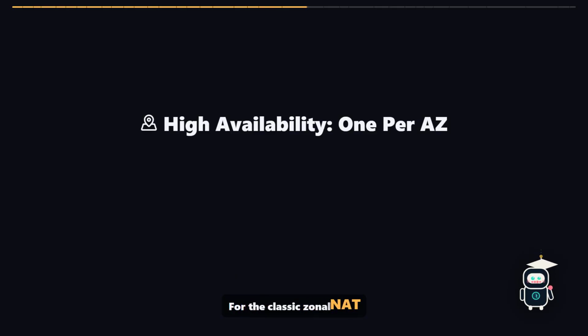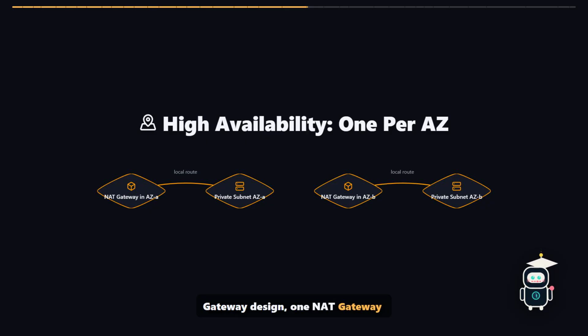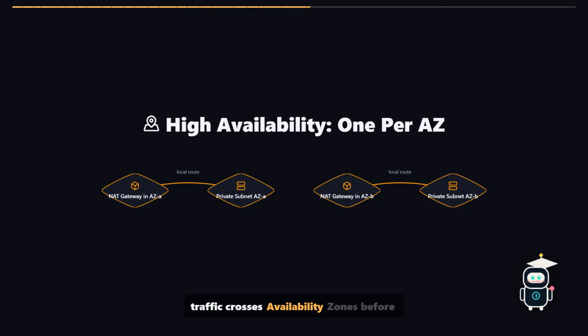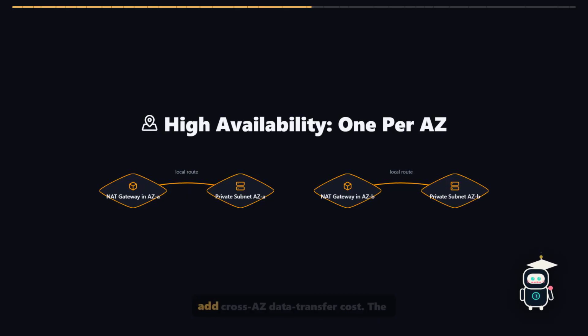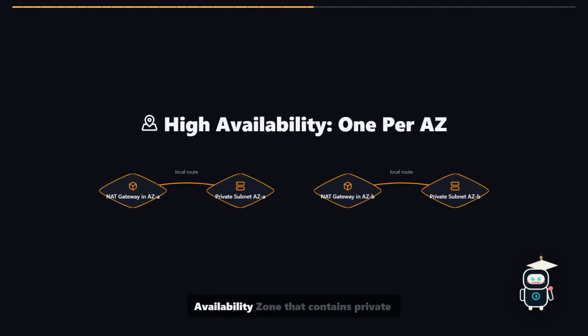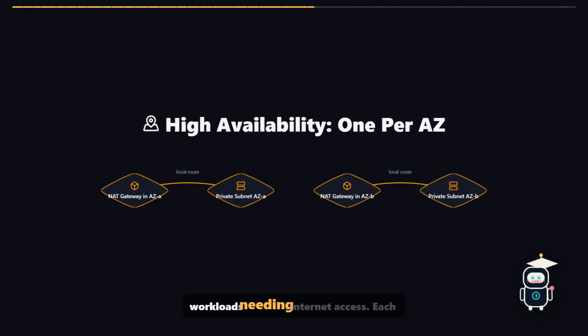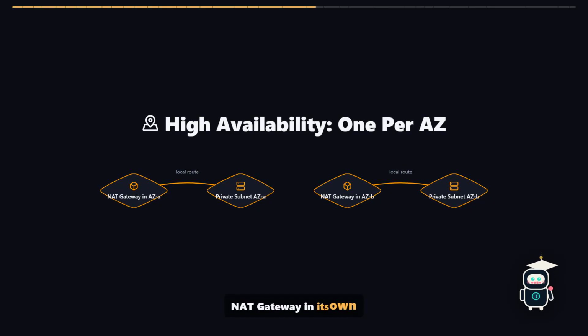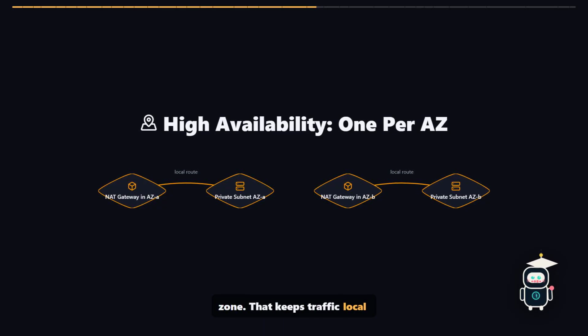For the classic zonal NAT gateway design, one NAT gateway serves one availability zone. If workloads in other zones route through that one gateway, their traffic crosses availability zones before it reaches the internet. That adds a dependency and can add cross-AZ data transfer cost. The resilient zonal pattern is one public NAT gateway in each availability zone that contains private workloads needing internet access. Each private subnet routes to the NAT gateway in its own zone. That keeps traffic local and limits the blast radius of a zonal problem.